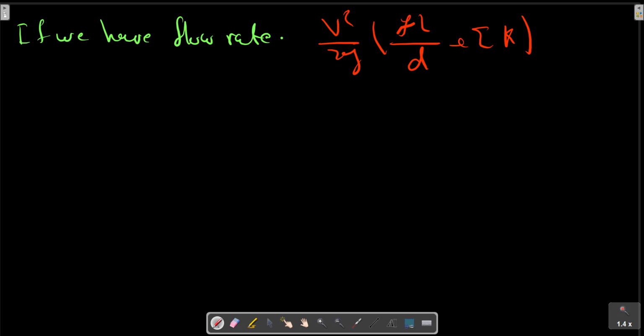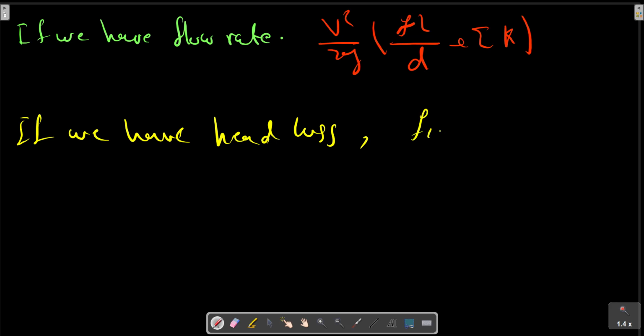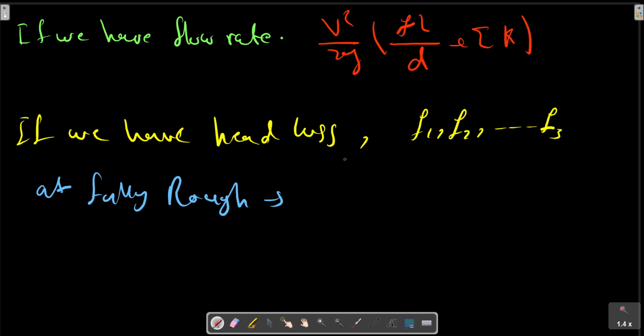But if we had the head loss, we should iterate the problem with f1, f2, f3 or other friction factors, with some iteration at first at fully rough, and make some assumption for velocity and iterate the problem and obtain f1 and f2, and iterate this process to obtain the result.